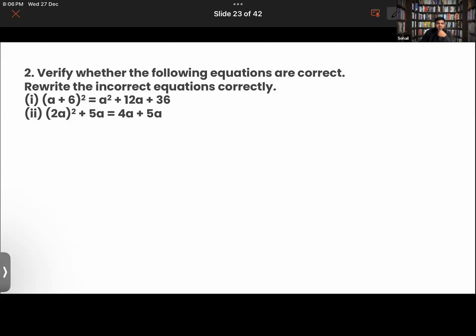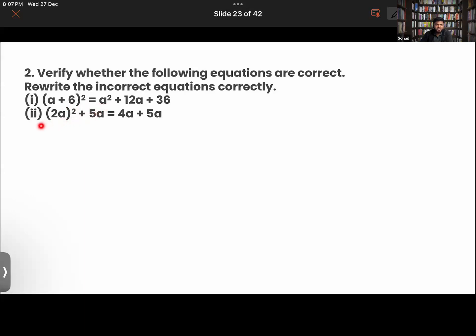By now, everyone should be able to say whether the first one is correct or incorrect. Topic number 9, is it correct or wrong? Arham? Correct, sir. Ahmed, you also look at the given question. On the right hand side, the expansion of the identity is given. You have to say whether the expansion is correct or wrong.